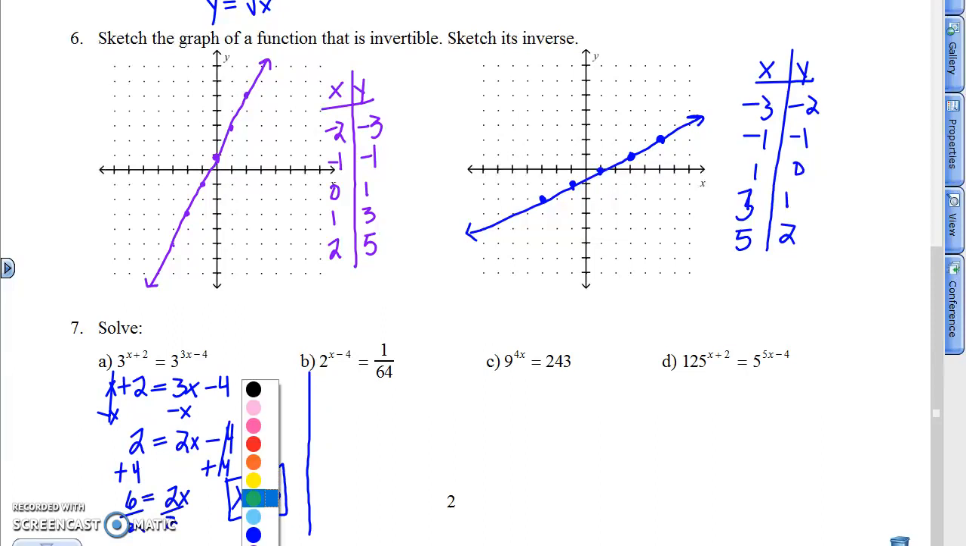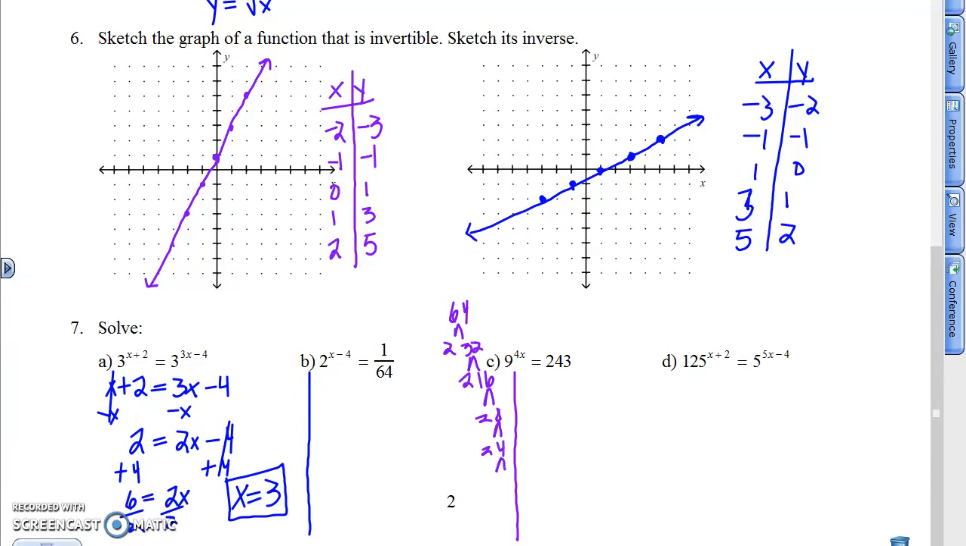In B, first thing, again, don't have matching bases. So I'm going to do a little bit of side work here and split up 64, which would be 2 and 32. I'm intentionally dividing by 2 so that I can get a matching base of 2. 2 and 16, 2 and 8, 2 and 4, 2 and 2. I get 1, 2, 3, 4, 5, 6 2's.